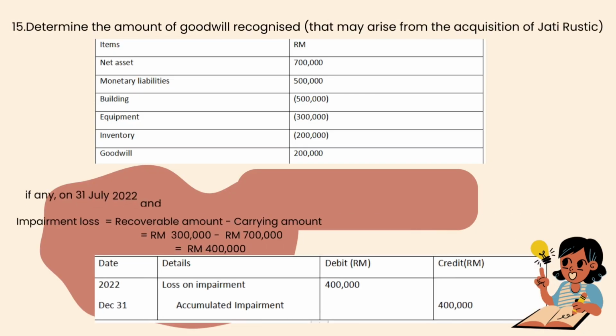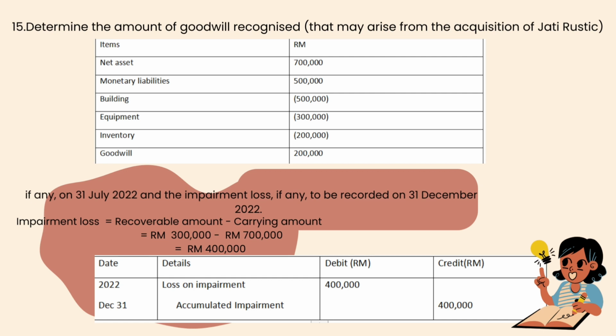For question 15, determine the amount of goodwill recognized. So to get the goodwill: net assets plus monetary liabilities minus building minus equipment and also minus inventory. So the amount of goodwill is 200,000.